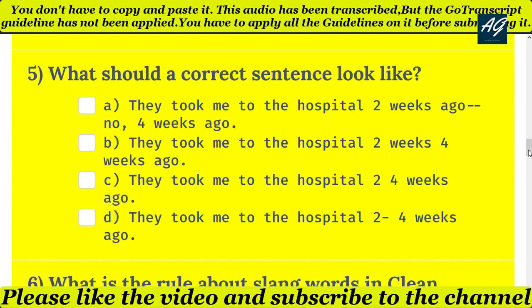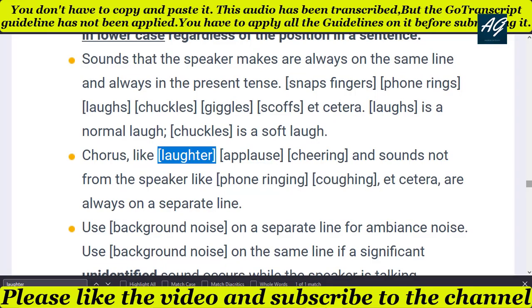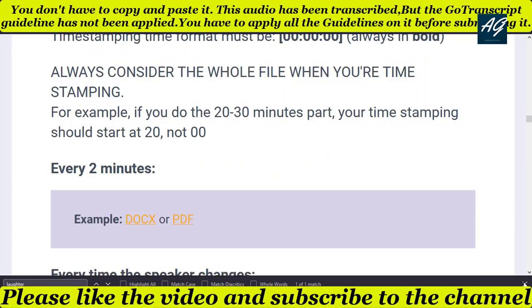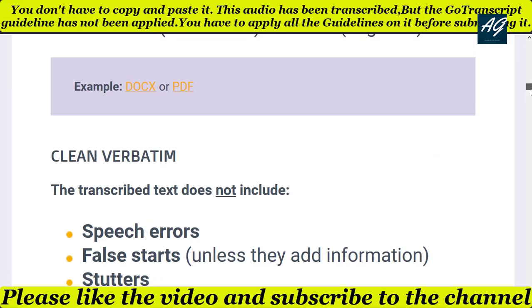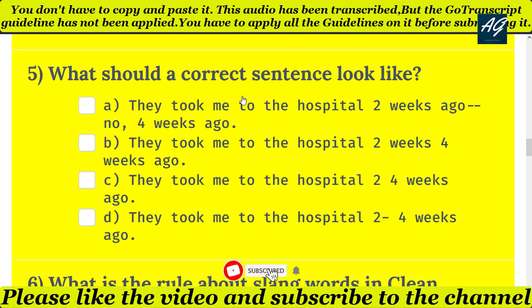So the fifth question is: what should a correct sentence look like? Here are four different options. You check all these options one by one to understand which is the correct option. If you read the transcription guideline full verbatim section, you easily understand which option is correct. After reading the full verbatim section, you get the point. So the fifth question answer is the first one, A: They took me to the hospital 2 weeks ago. No, 4 weeks. The other three options are false.